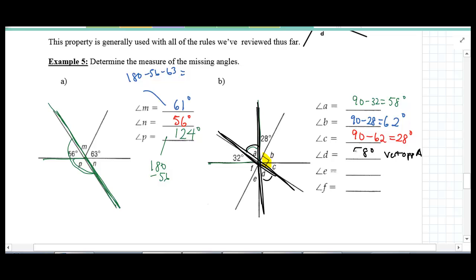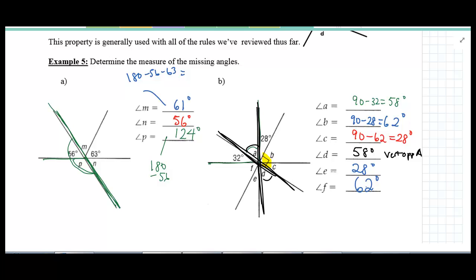E must be then the vertically opposite of the 28, and F is the vertically opposite of B. So those are your answers. And by the way, you don't need to solve it my way. You could have used complementary or supplementary angles here quite nicely and also solved for the missing values.